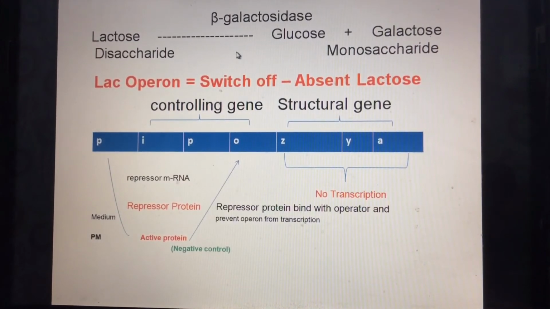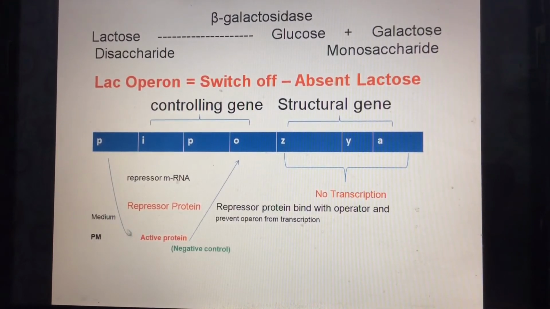If lactose is present, then it will act through this pathway. These are called controlling genes, which I already told you about: the inhibitor protein gene, the promoter and the operator. All these controlling genes are present, along with the structural genes Z, Y, A.